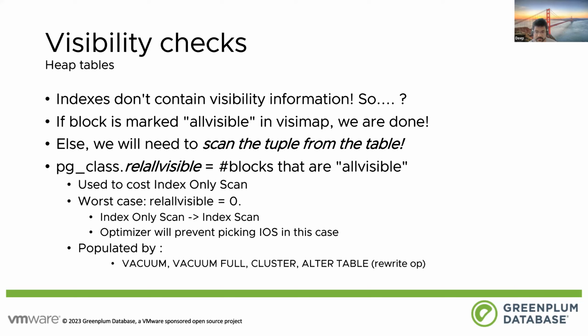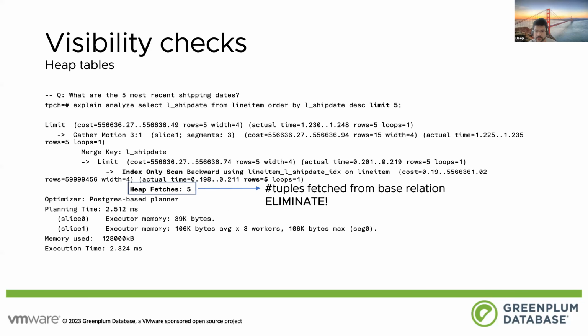And I'll talk about what to do with vacuum and all that in a little bit, what the best practices are. But let's see how this looks, right? So this is what an index-only scan looks like. This query is a very simple query. We are selecting the 5 most recent shipping dates from line item. So this is select ship date from line item, order by L ship date limit 5.